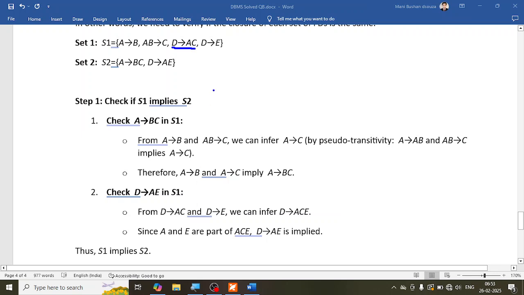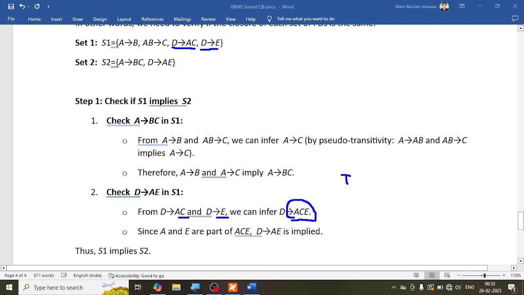So given there, and it is also given that D derives E. So what you can say, D derives AC, D derives E. So I can combine them and say that D derives ACE. Now you know very well D can derive ACE.